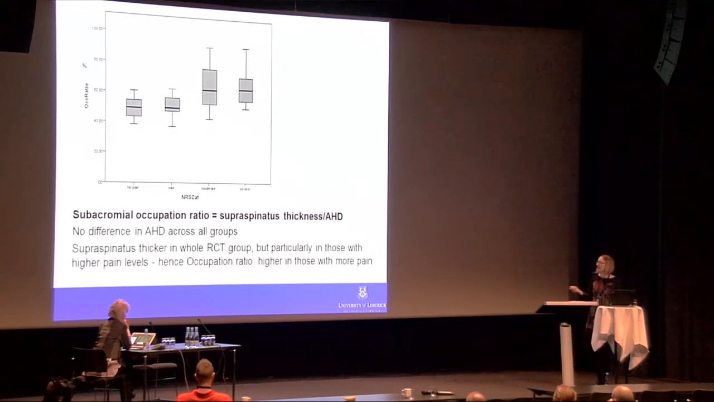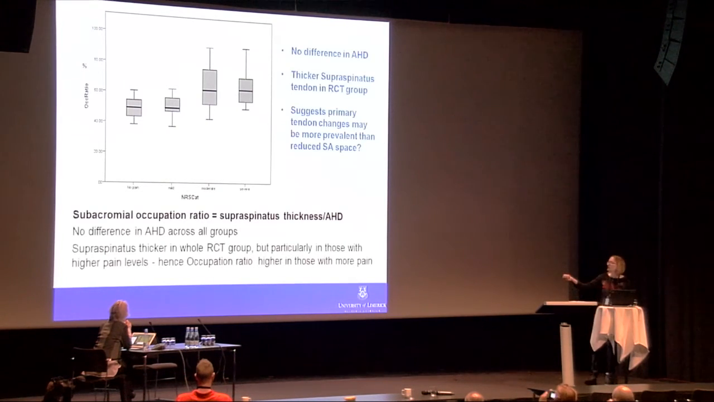So although their subacromial space was no smaller, their tendon was thicker, so we looked at the ratio between the two. They had a higher subacromial occupation ratio in the group who had higher degrees of pain. So the group with mild pain were exactly the same as the controls in terms of their subacromial space parameters. So no difference in space, thicker supraspinatus in the pain group.